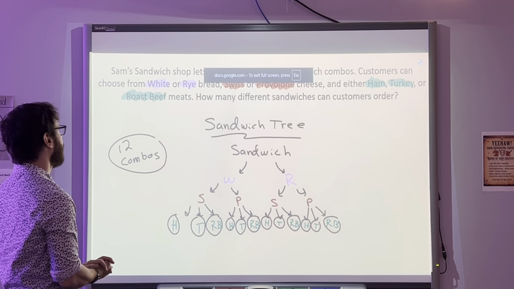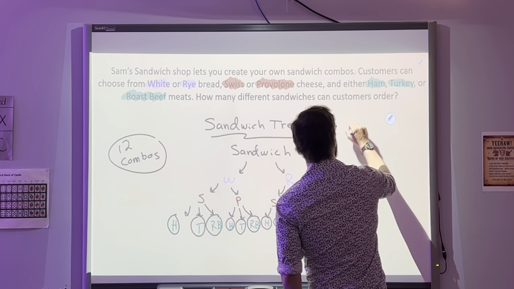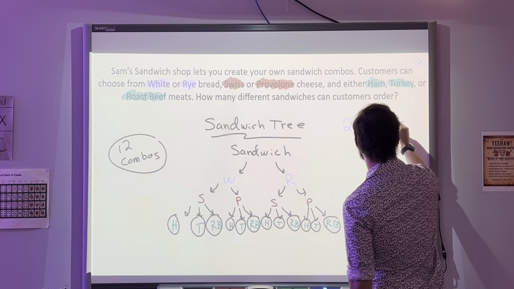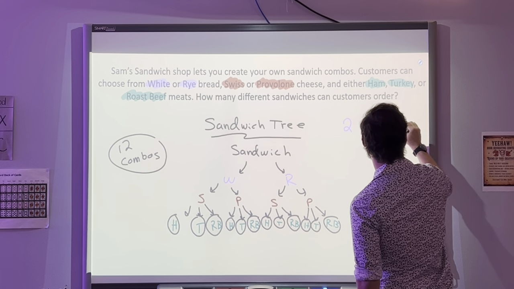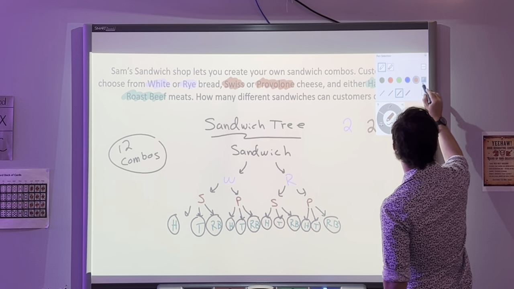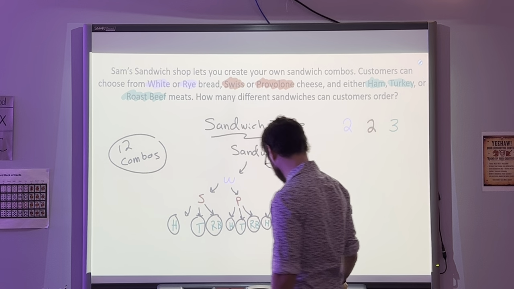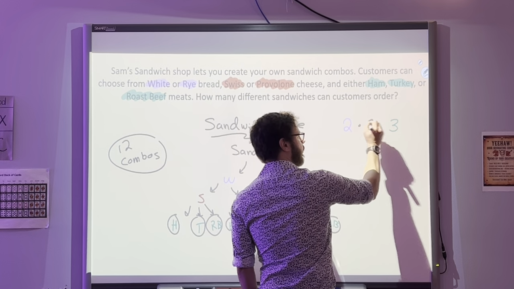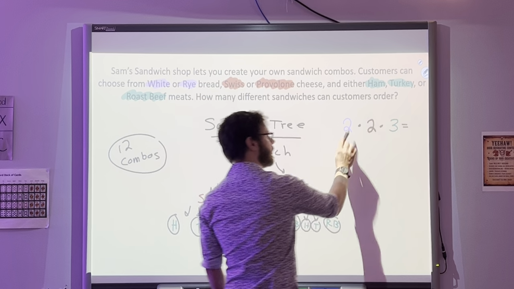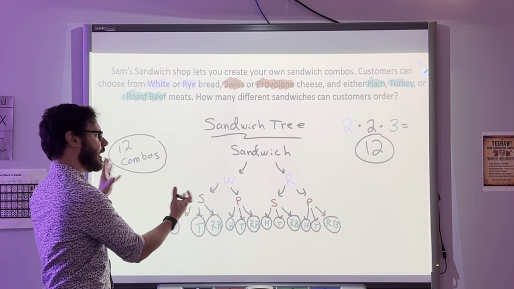Okay? So let's take a look back at the example and see if that makes sense. I can choose from bread 2 different ways. I have 2 breads. I can choose 2 different cheeses, and I can choose 3 different meats. Those are all the different ways I can choose. The fundamental counting principle says if I multiply these things together, that will give me my outcomes. 2 times 2 times 3, that's 12. Okay, so that's how this works.